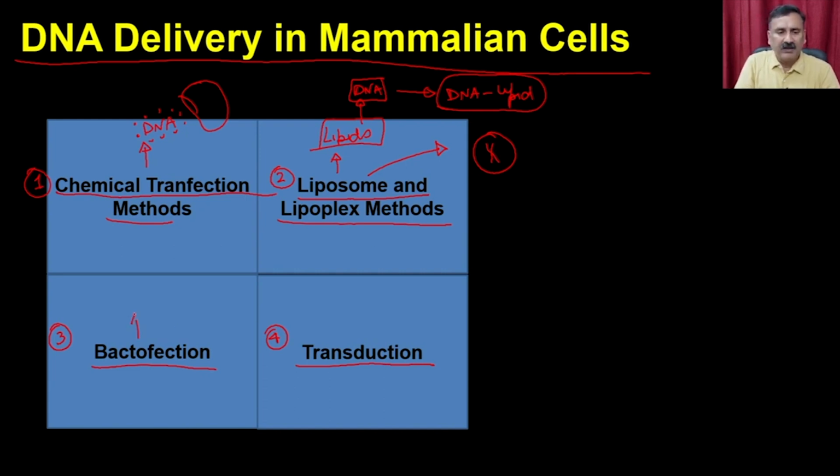In bacteriofection, you use bacteria as a source to deliver the DNA. Similarly, in transduction, you use a virus as a source to deliver the DNA into mammalian cells.